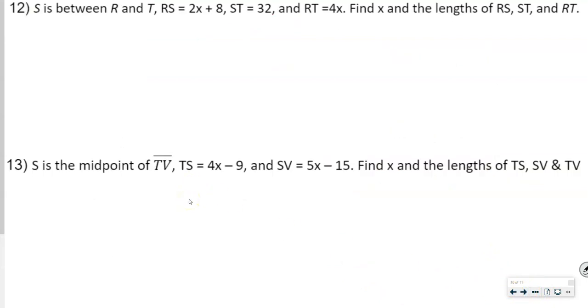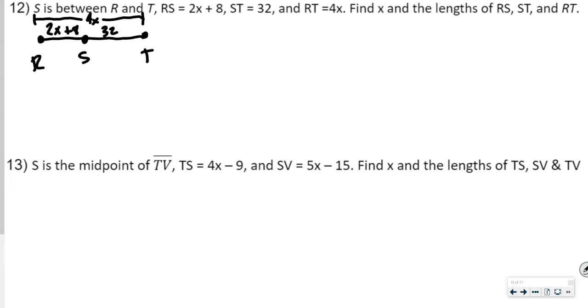Number 12 says S is between R and T, so we're going to go ahead and draw this. So we're going to draw R and T. And it doesn't tell me where it is, it just tells me it's between somewhere. So I'm just going to put it in between somewhere, and then I'm going to label 2x plus 8 here for RS. ST is 32, and then it tells me the whole length is 4x. Y'all see that?